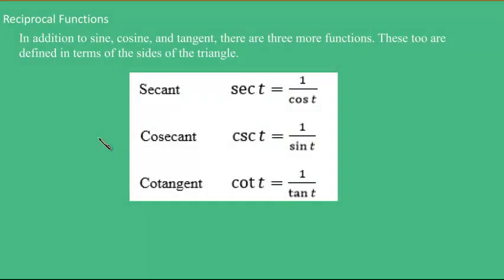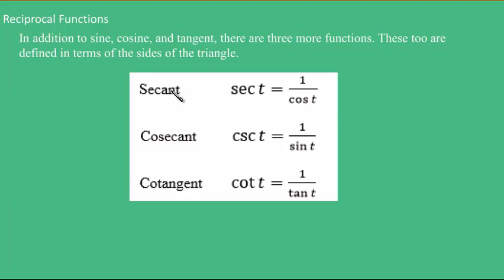For each of the basic trigonometric functions we looked at just now, sine, cosine, and tangent, we have the corresponding reciprocal function. So the secant is simply the reciprocal of the cosine function. The cosecant is the reciprocal of the sine function, and the cotangent function is the reciprocal of the tangent function. Note that the cosecant function is the reciprocal of the sine function, not the cosine function. The cosecant function is the reciprocal of the sine function, and the secant function is the reciprocal of the cosine function.